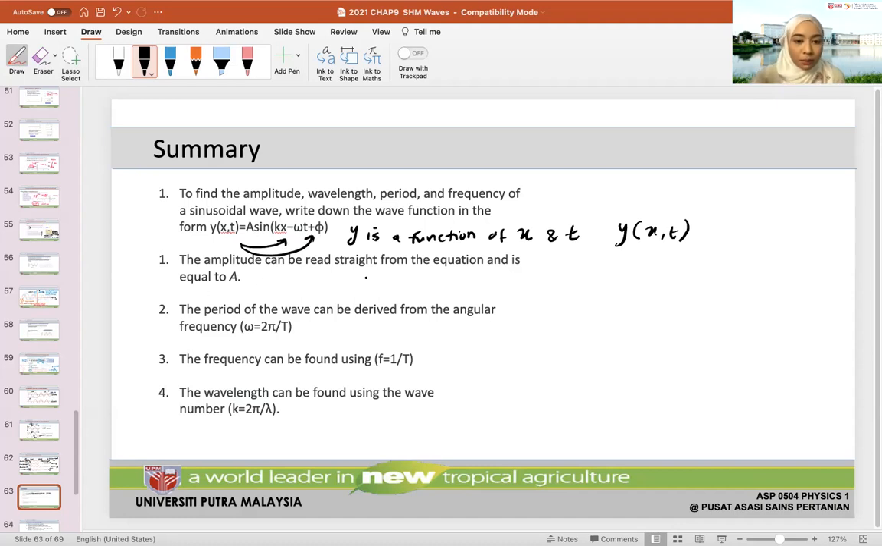And then the amplitude can be read straight from the equation and it is simply A. The period of the wave can be derived from the angular frequency. So whatever value omega is, you can find out what is the period, and then the frequency can be found using f equals 1 over T. And then the wavelength can be found using the wave number, k equals 2 pi over lambda. These are the equations that you need to remember for this function.